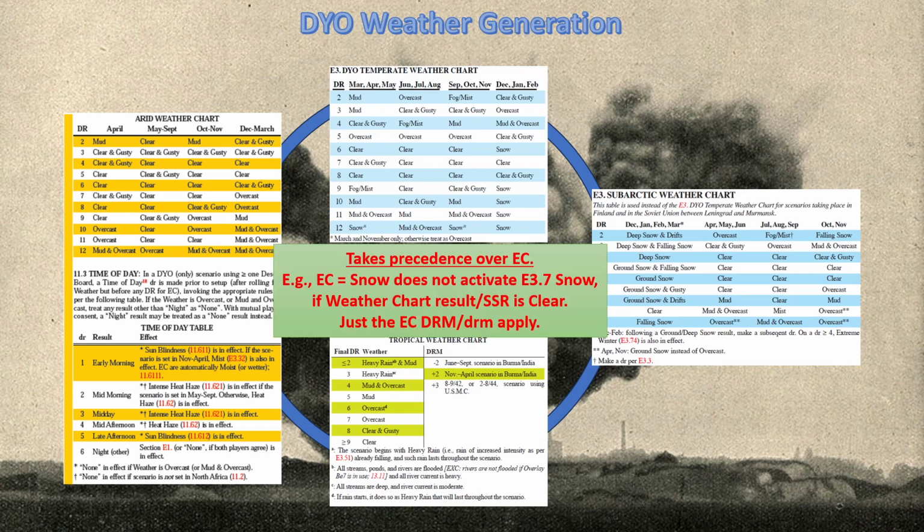Big thing to remember about weather generation is that it does not take precedence over the environmental conditions or EC. So, for example, if you were to roll snow as an EC condition, it does not necessarily activate the E3.7 snow rules, which we're going to be touching on, especially if the weather chart or the SSR indicates that the weather is clear. You just apply the DRM modifiers for the EC conditions. That's the only thing you have to worry about for that.